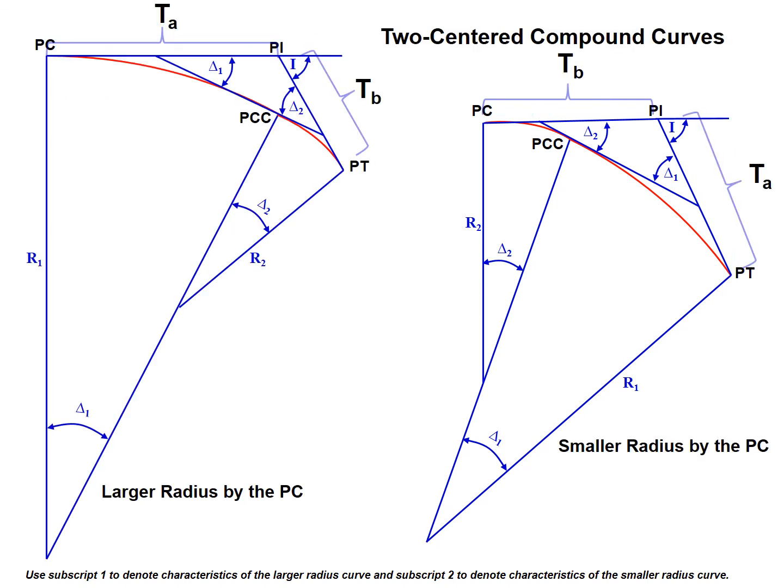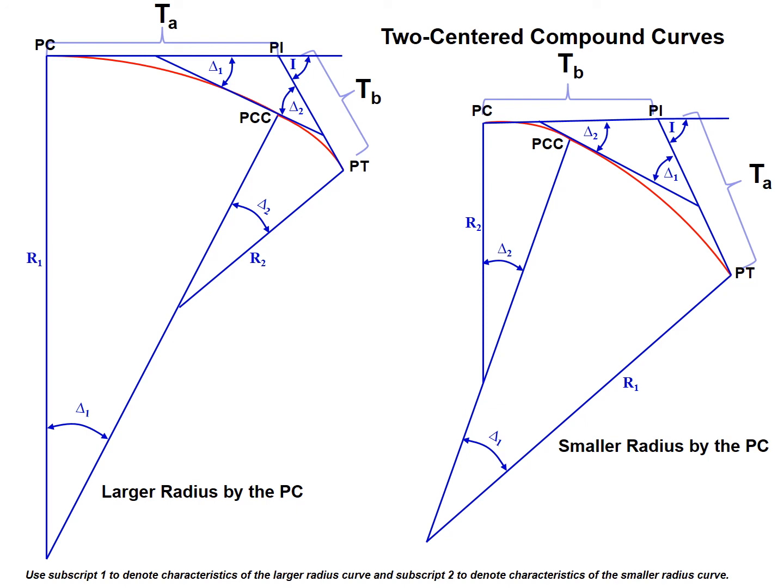So taking that information now, looking at a bigger picture at these two-centered compound curves, we have T sub a and T sub b on each curve, whether the large radius is by the PC or the small radius is by the PC. The T sub b is always associated with the side of the curve with the smaller radius. So you'll see on the left example, the T sub a is between the PC and the PI, and then from the PC to the PI on the image on the right is T sub b.